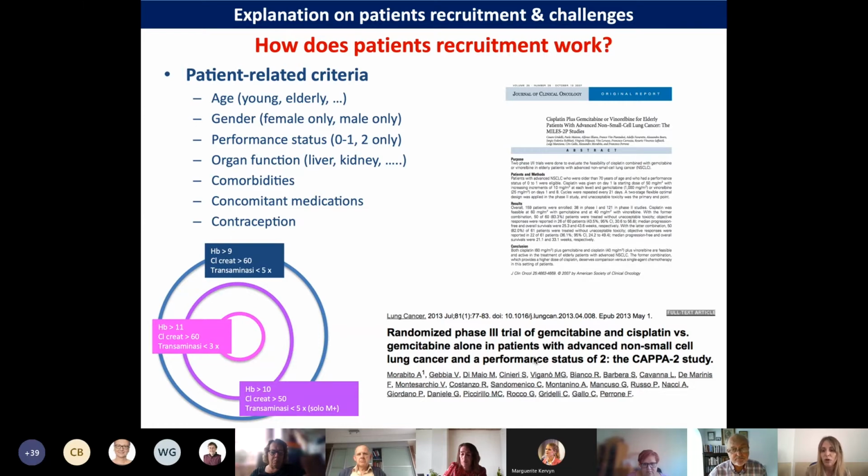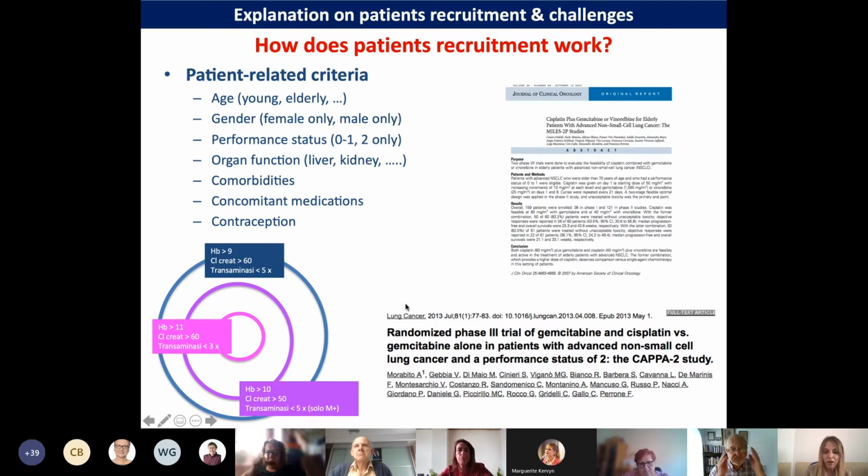There might be protocol focused on elderly patients, patients over 70 years old, or on younger patients. We can have protocols that selected for female patients only or for male patients only. We can select the performance status, which is the one that I would like to focus on my protocol. So there can be good performance status or PS performance status of 2 for patients that are a bit more frail. And then we check the organ function, comorbidities, concomitant medication, and the rules for contraception.